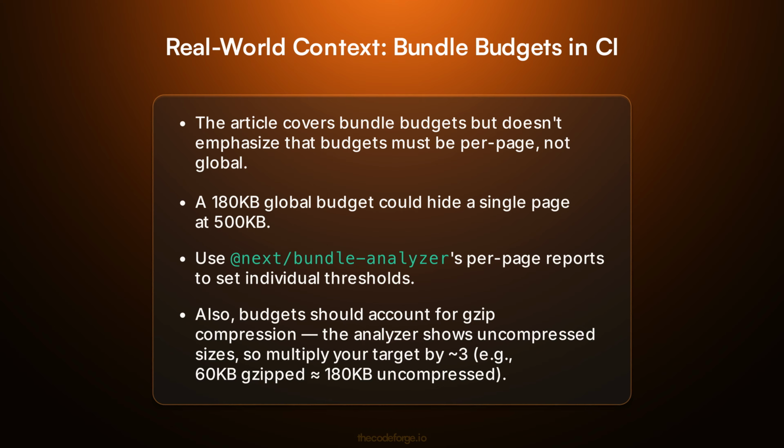Also, budgets should account for gzip compression. The analyzer shows uncompressed sizes, so multiply your target by about 3, e.g., 60 KB gzipped is approximately 180 KB uncompressed.